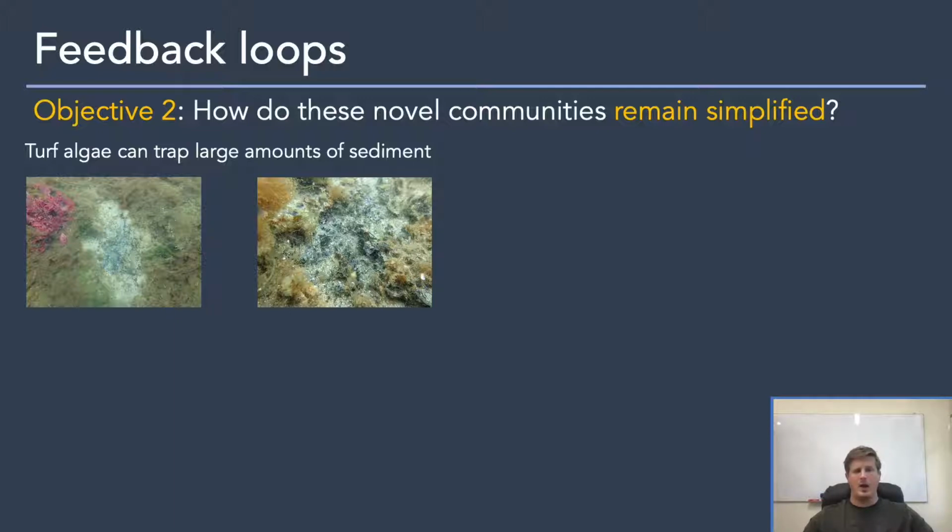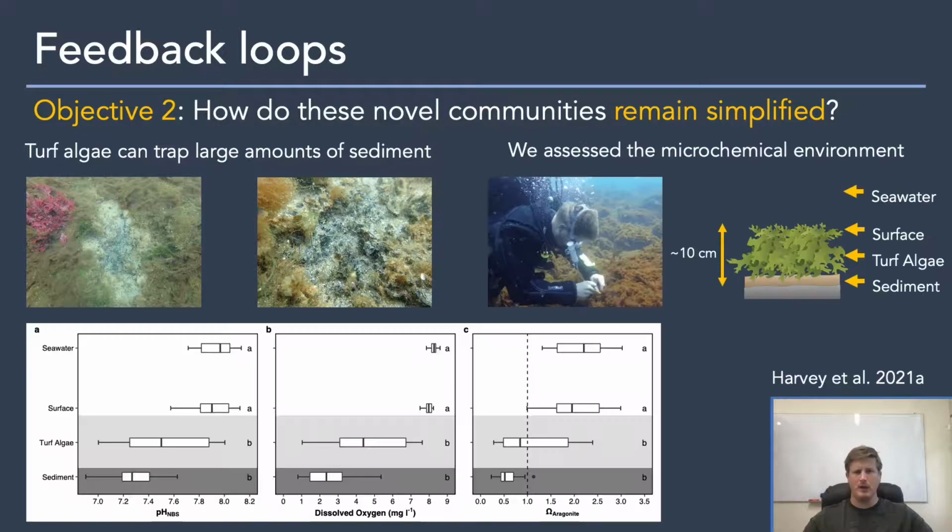And one of the things that we noticed when looking within the turf algae of the high CO2 environment is that they would often trap large amounts of sediment. So if you actually moved away the top layer of the turf algae, we'd often see this black coloration to the sediment as well. And this is highly indicative of hypoxic or anoxic conditions. And so we wanted to assess how the physical-chemical environment within this turf was being altered.